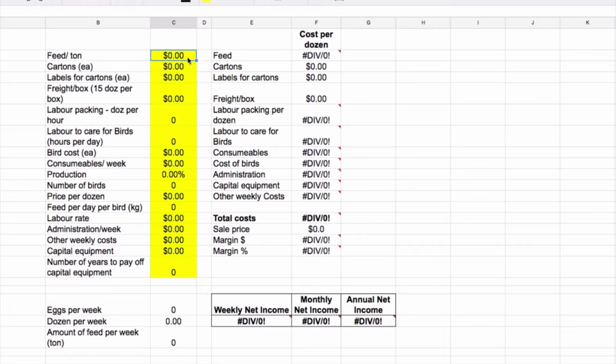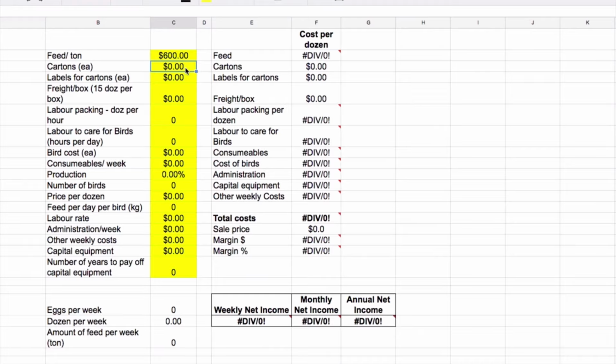To give you an example, for the feed, we're going to say it's $600 a tonne. Now, you might pay $470, you might pay $650. There's nothing good, bad, or ugly about that. It is what it is. And that's the beauty of this spreadsheet. You just put in whatever the figure is, and you can see your profitability.